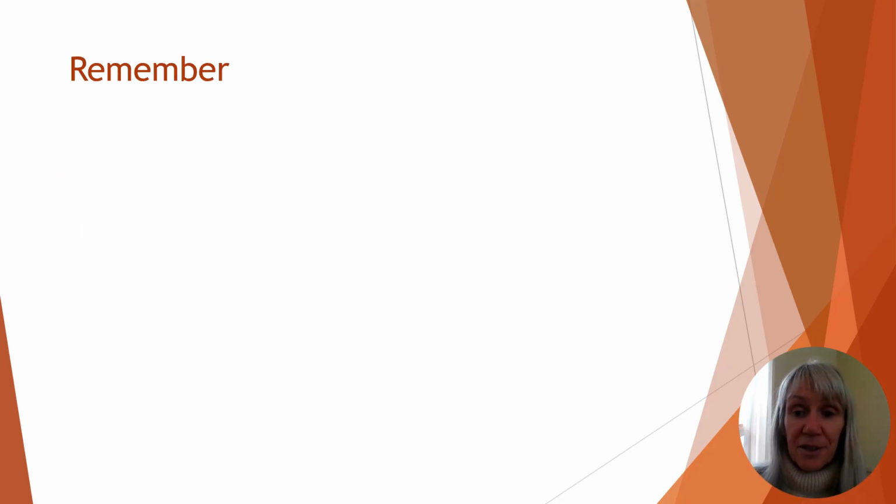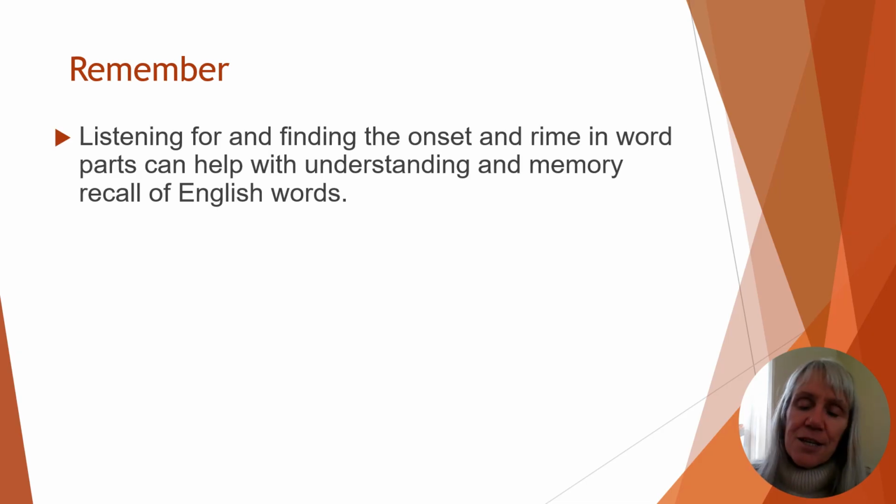So let's review a little bit. There's a few things you need to remember when we're talking about onset and rhyme, and the rhyming and alliteration component of the repetition of sound. Listening for and finding the onset and rhyme in word parts or words can help with understanding and memory recall of our English words. So it's a good tool to get used to using, onset and rhyme. Whenever you encounter a one syllable word, or a word that seems to have the same repetition of sound in it, then look at that. Look at what your onset might be and what your rhyme might be.